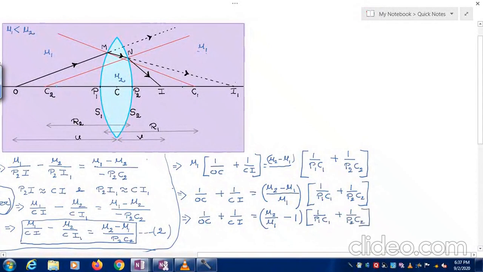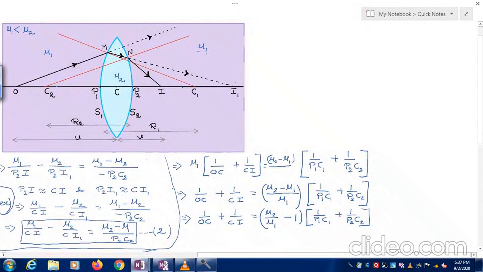Now let us put the values for this lens. For this lens, O is the object and I is the image. Although refraction takes place at two different surfaces, here O is the object and I is the final image. So OC is the object distance, that is equal to minus U, and Ci is the image distance, that is equal to V. P1 C1 is the radius of curvature of the first surface and P2 C2 is the radius of curvature of the second surface.